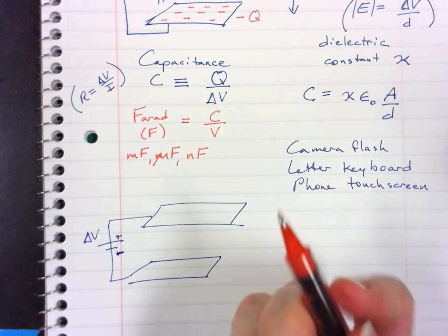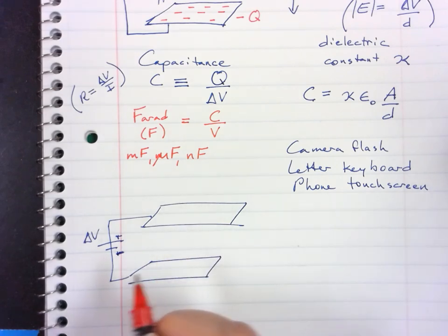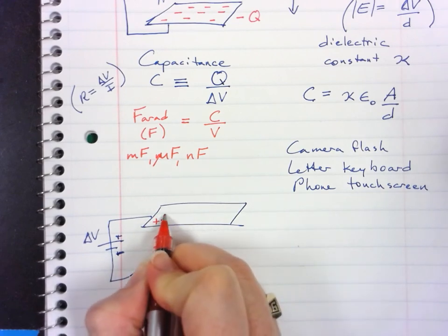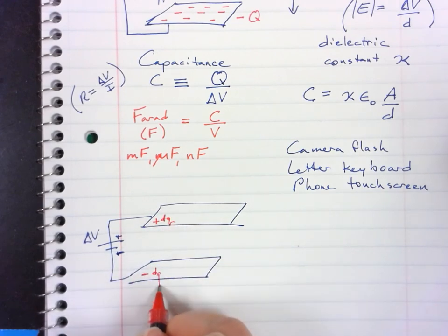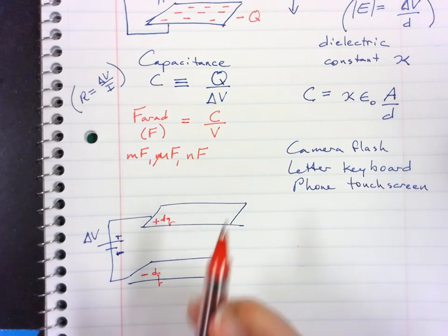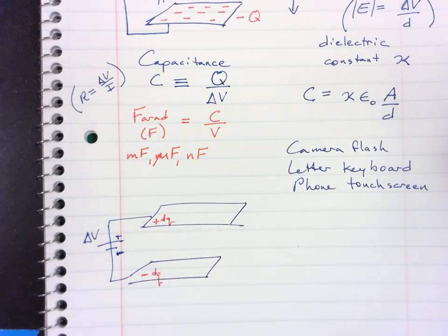So we have our first electron. It leaves here and it ends up over here. And I'm going to call that dq. And I'm just going to talk about adding electrons to this plate. So I've moved 1 electron on here.